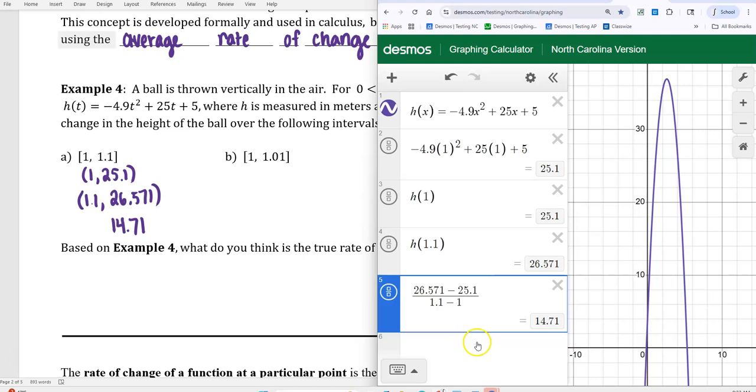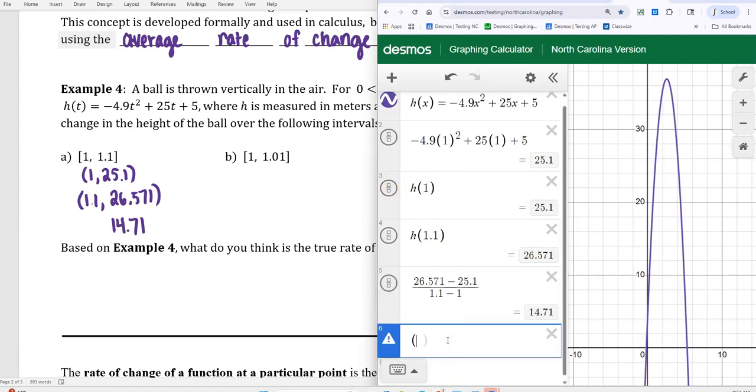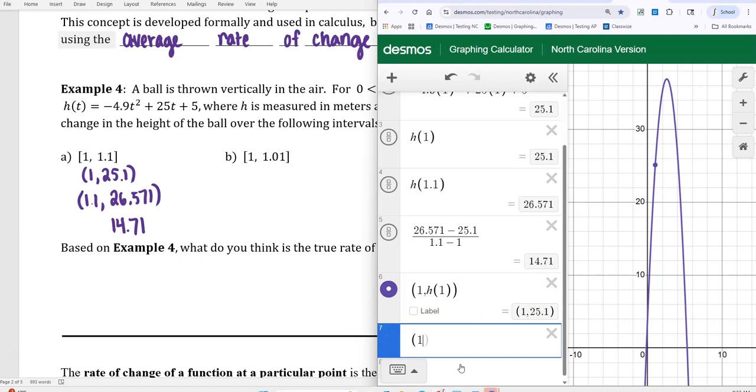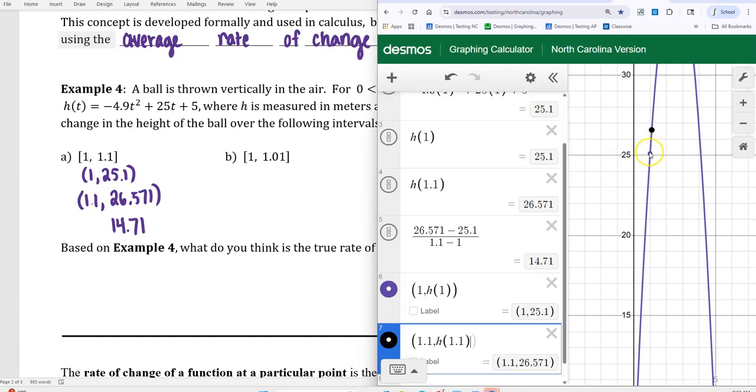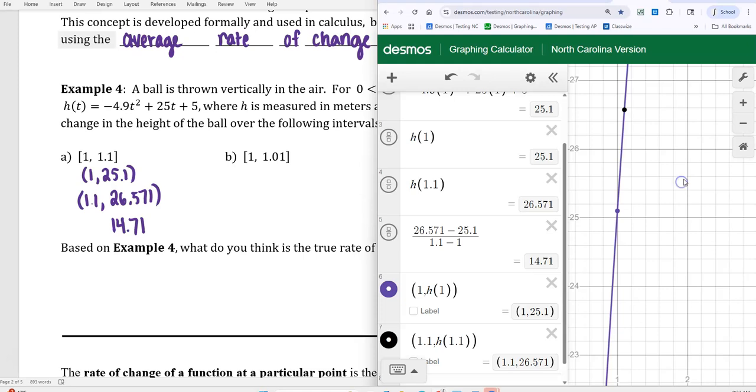So I could also graph this. Like, this is the point we're talking about right here, and then we've got 1.1, h of 1.1 right here. And we're talking about the little line between there that has a slope of 14.71, right? So now that already looks pretty linear, right? If we just look at that little piece right there, it's not a straight line, but it looks awfully close to being a straight line, right?